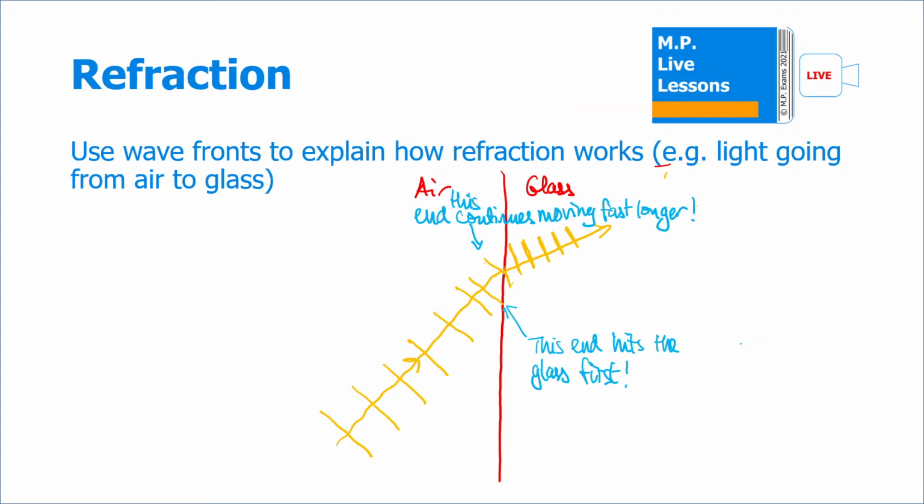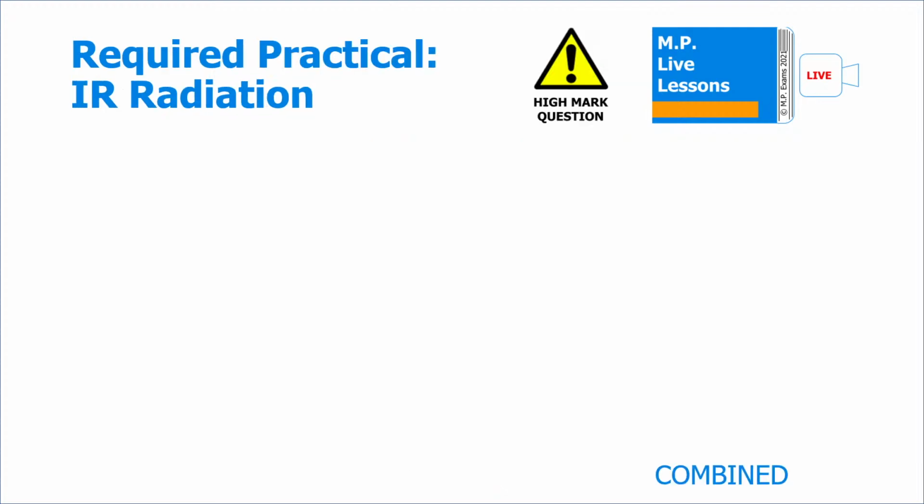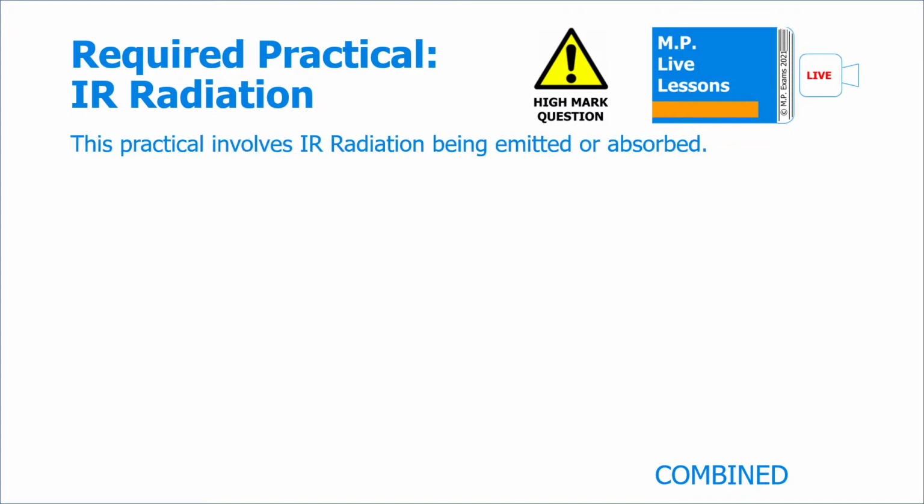Now, finally, a practical for combined science, which is the infrared radiation practical. So in this practical, you will look at infrared radiation being emitted or absorbed. So if something is being emitted, it gets shown outwards to something. Whereas if it's absorbed, the energy from this infrared radiation is absorbed.